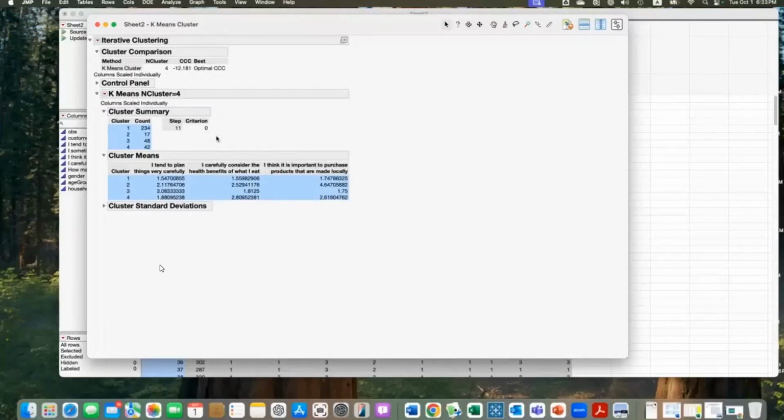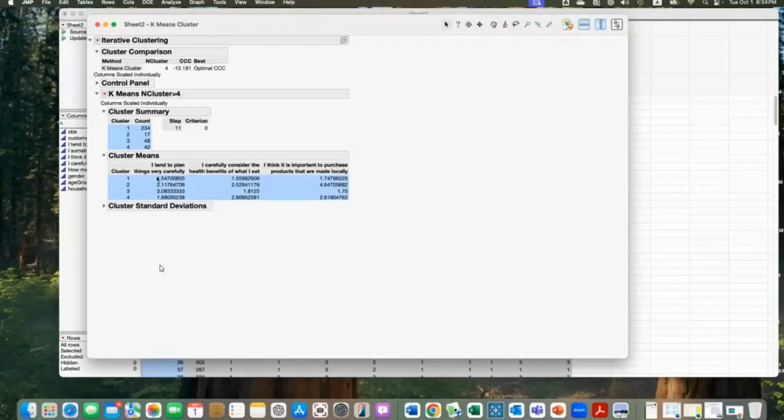Once you change to 4 and you click Go, here is the result. Okay. So we have the 4 clusters. Let's look at the results of the 4 clusters. We have clusters 1, 2, 3, 4 over here. Those are the means calculated for each cluster. Also, you can see the size of the clusters. Most data are assigned to cluster 1. You can see 234 data points in cluster 1, and cluster 2, 17 data points. Cluster 3, 48. Cluster 4, 42. Right? So most are assigned to cluster 1.